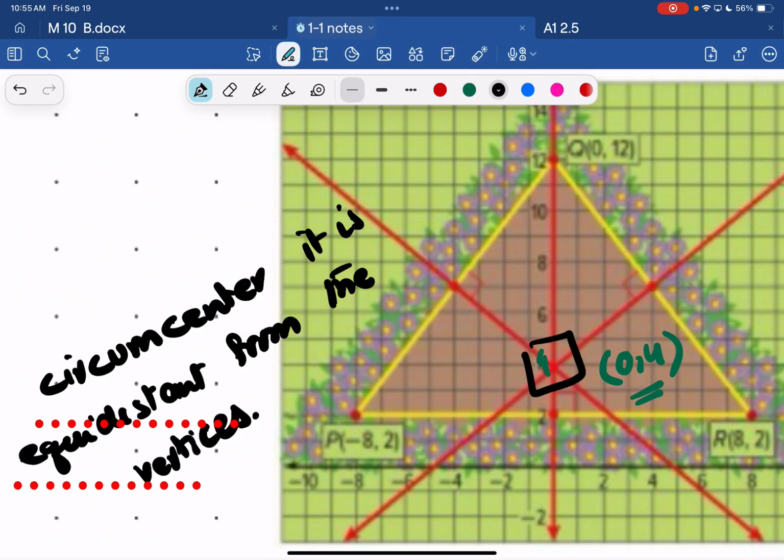So this will be the point that will be equidistant from all the vertices.